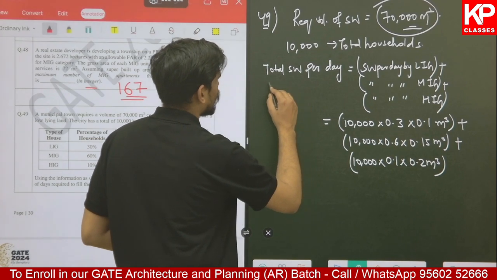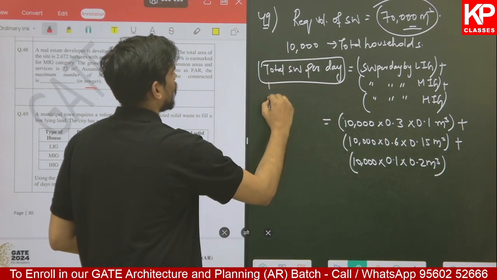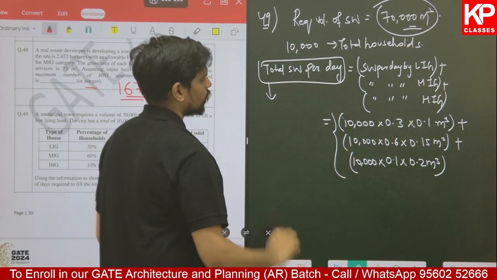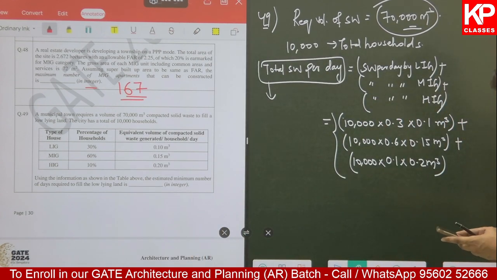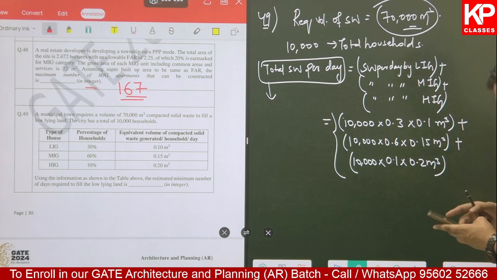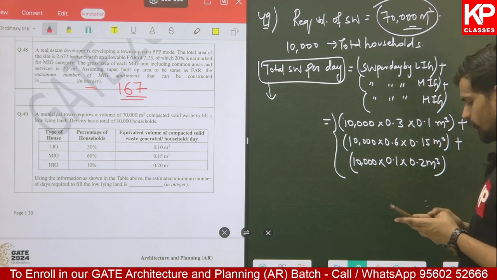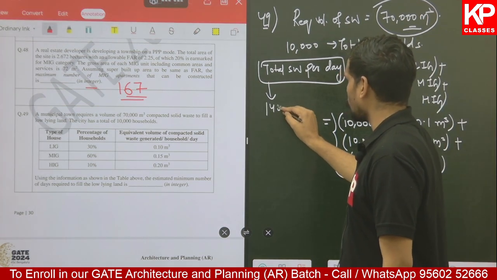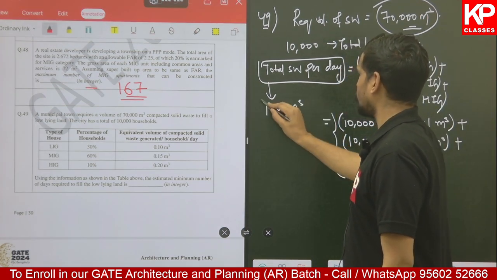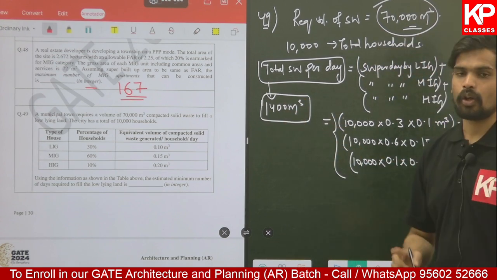How much is the total solid waste generated by the town per day coming out to be by adding all these three values? You can use your calculators to do it. 30% of 10,000 is 3,000 basically. 3,000 into 0.1 is 300, plus 6,000, which is 60%, into 0.15, plus 1,000 into 0.2. That gives 1,400 cubic meters. That is the quantity of solid waste generated by the town for one day.